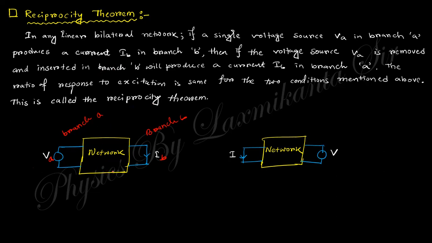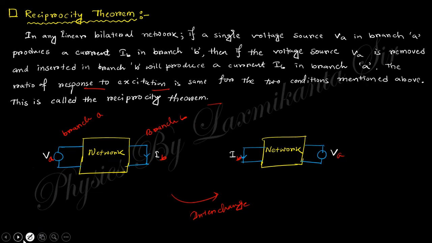If this is interchanged, then the effect will also be interchanged. It produces a current in branch A. The ratio of response to excitation is the same for the condition mentioned above. This is called the reciprocity theorem. The ratio must be the same: VA by IB must be the same.